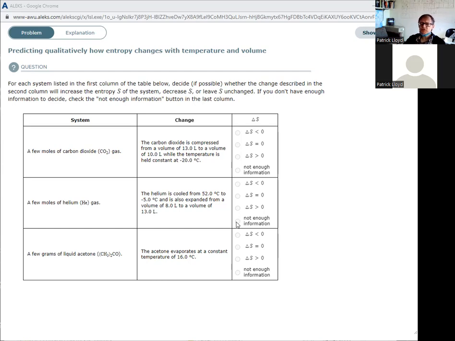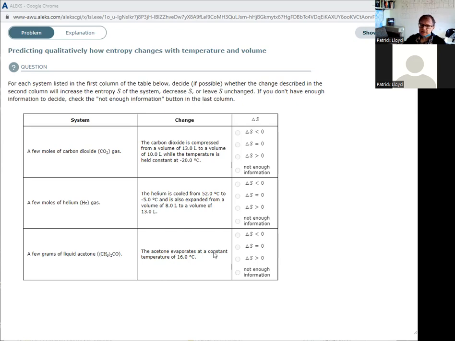Ultimately, what you would do is look to see how big the temperature change was and how big the volume change was. If it was a bigger temperature change than volume change, then the temperature would probably dominate. But we're not going to worry about that for right now. We're just looking at qualitative changes. So if we have two contradictory effects, one goes higher, the other goes lower, then we're going to say there's not enough information. Okay. Third one, a few grams of liquid acetone, which is CH3COCH3.